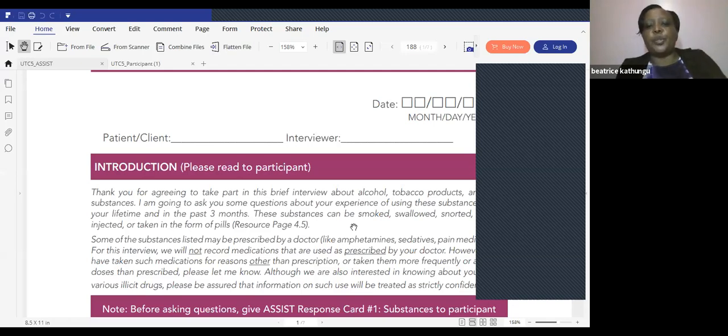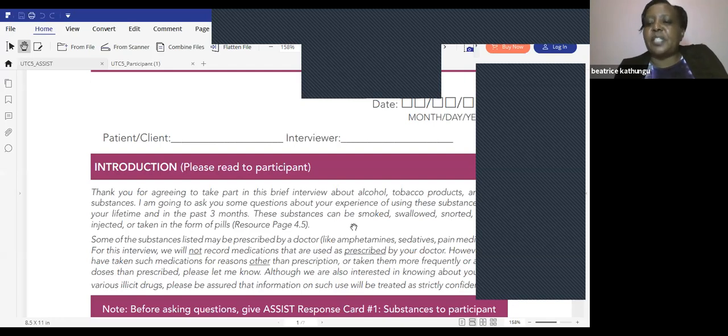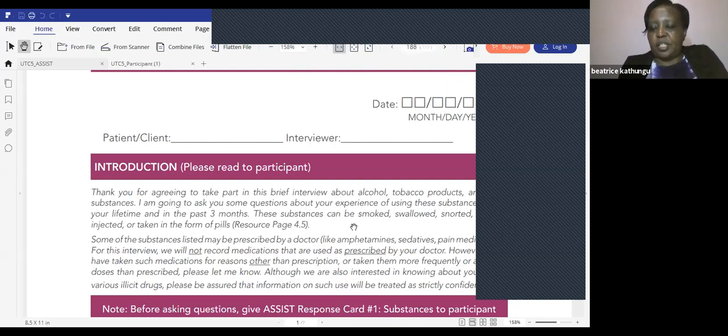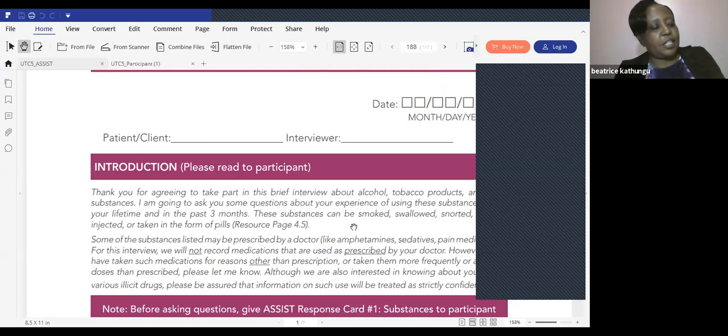Remember, we can use the substance more often sometimes than others. And therefore, this card that is called response card number 2 is helping you to try and understand about the duration that you have been using. For example, you can see on this card, if you have never used the substance, then you will tell me never. If you have used the substance and it has just been maybe once or twice, then you will tell me it is once or twice.